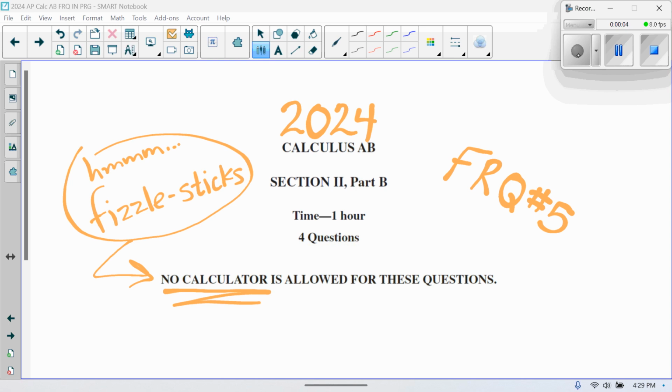And we are back. The 2024 AP Calculus AB free response question number 5. No calculator.